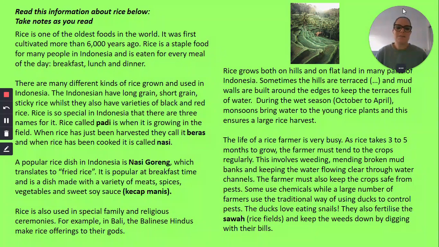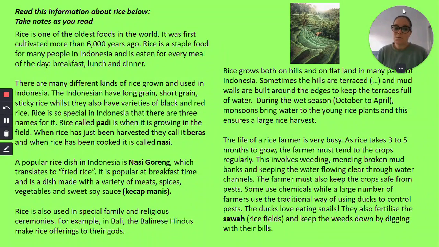The life of a rice farmer is very busy. As rice takes between 3 to 5 months to grow, the farmer must tend to the crops regularly. This involves weeding, mending broken mud banks and keeping the water flowing clear through the water channels. You saw all that in the video.